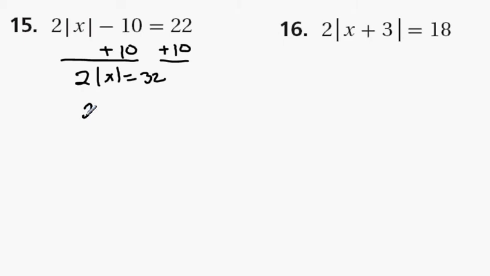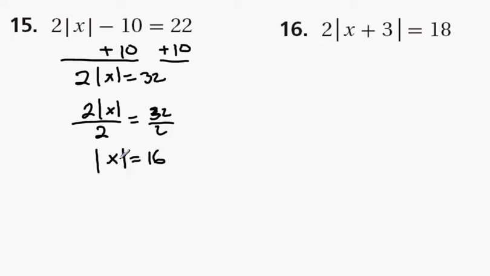Okay, my next step would be to eliminate the 2. So 2 is multiplying the absolute value, so I'm going to divide. What I do to one side of the equation, I do to the other. So here I have the absolute value of x is equal to 16.